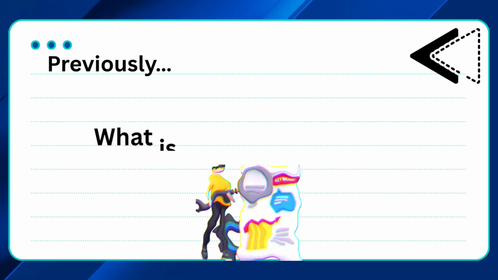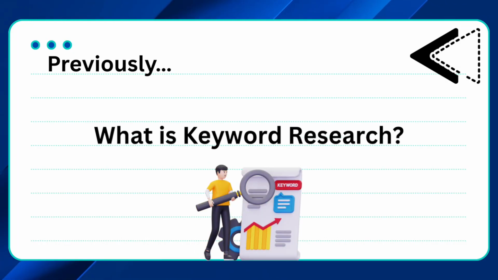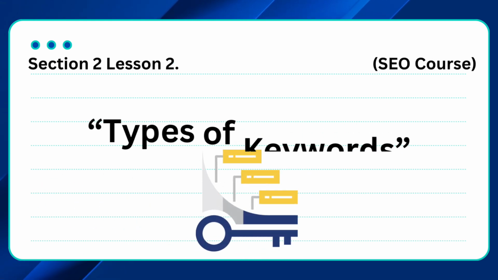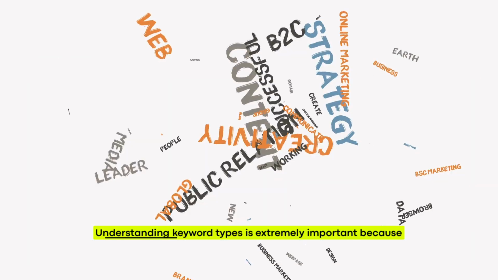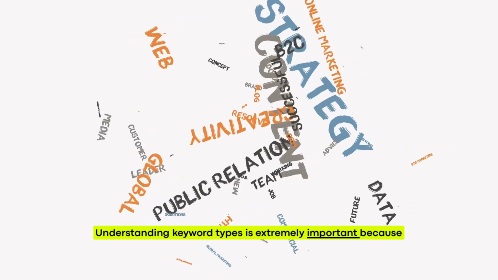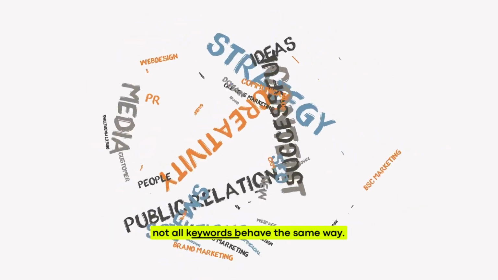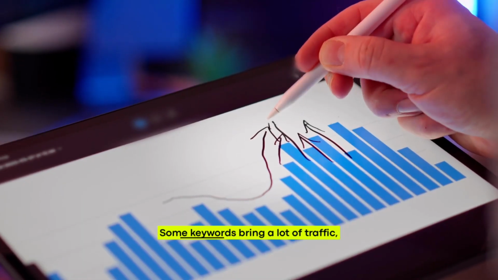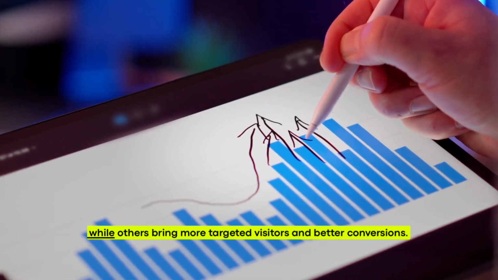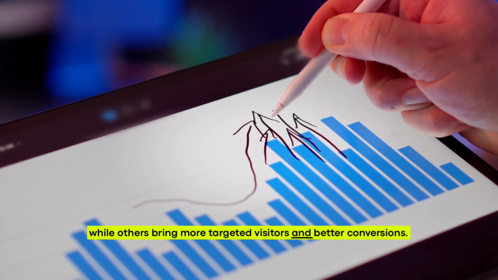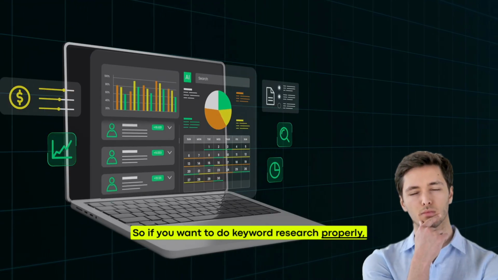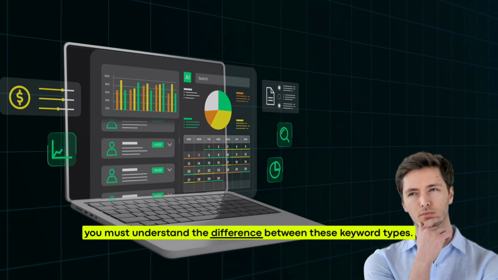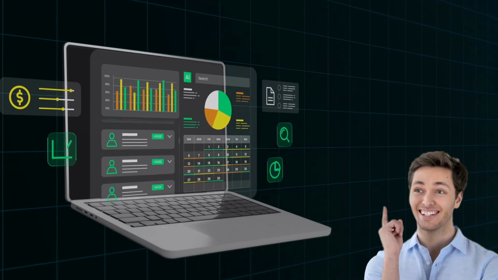In the previous lesson, we understood what keyword research is and why it is so important in SEO. Now, in this lesson, we are going to talk about types of keywords. Understanding keyword types is extremely important because not all keywords behave the same way. Some keywords bring a lot of traffic, while others bring more targeted visitors and better conversions. So if you want to do keyword research properly, you must understand the difference between these keyword types.